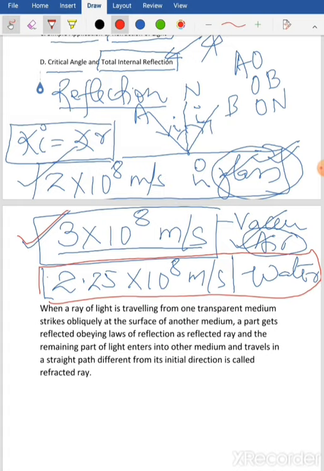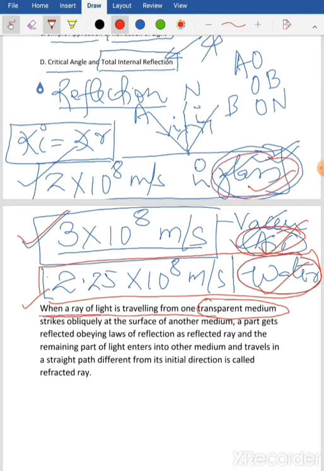So now let us read this paragraph here. When a ray of light is traveling from one transparent medium, so here you see all the 3 mediums that I've taken are transparent. That means light can easily pass through them. That is air, water, and glass. So when a ray of light is traveling from one transparent medium, strikes obliquely. Now what is obliquely? Obliquely means which is not parallel to the medium.